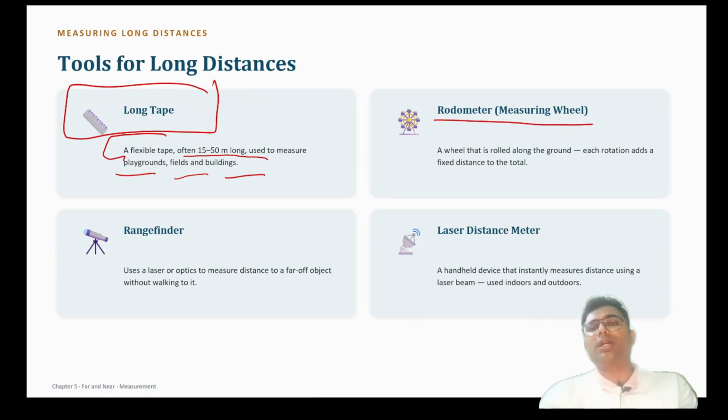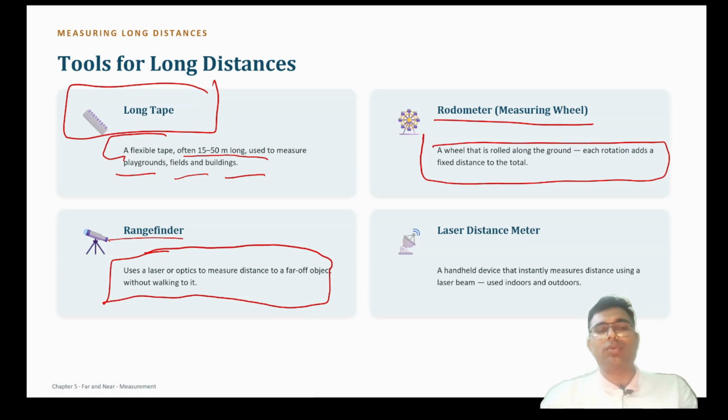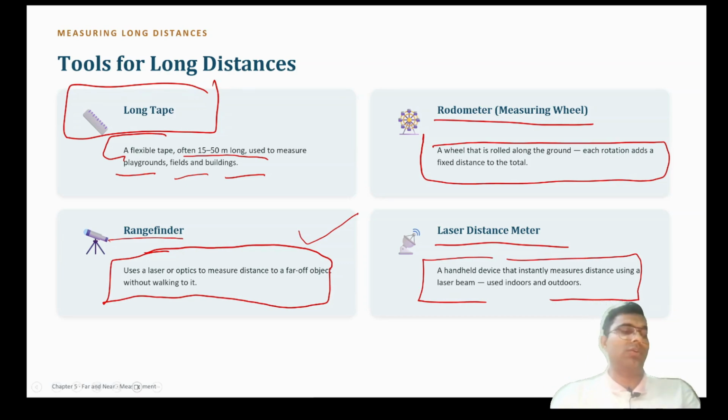The next is the odometer, a measuring wheel. It is a kind of wheel that is rolled along the road. Each rotation adds a fixed distance to the total. Then there is the range finder, which uses a laser or optics to measure the distance to a far object without walking to it. This is used on high hills, where you have no need to walk from one point to another point, you can just use a range finder. Then the laser distance meter, again a handheld device that instantly measures the distance using a laser beam, used indoors and outdoors as well.